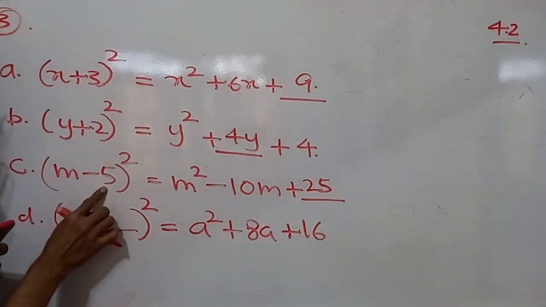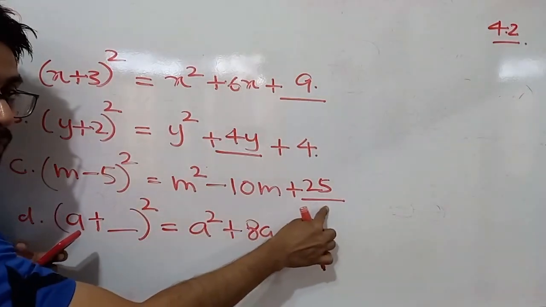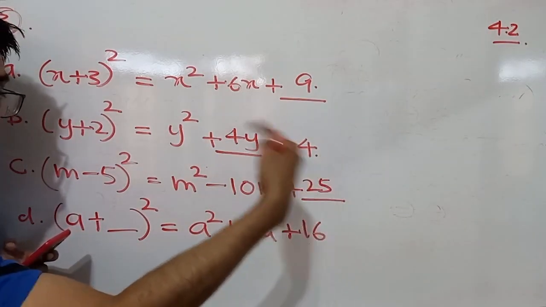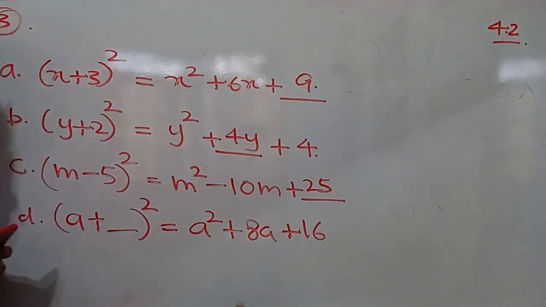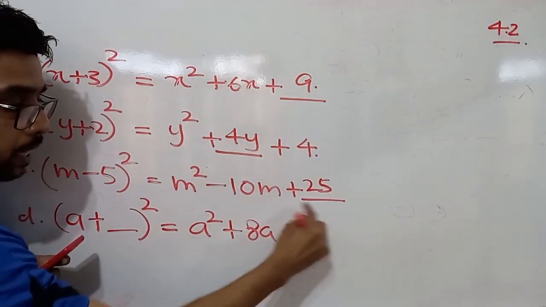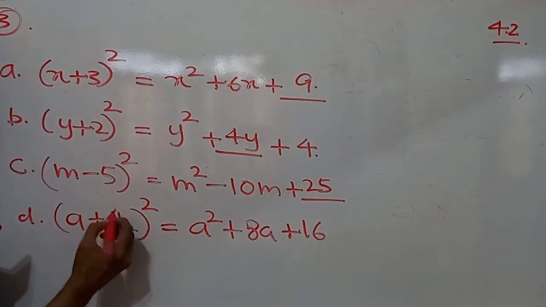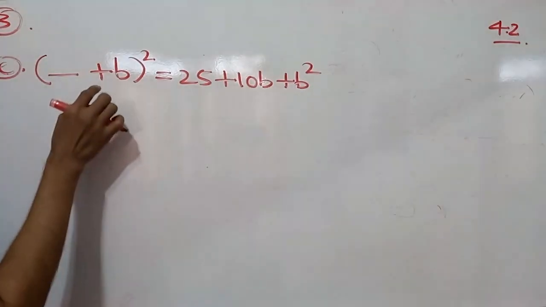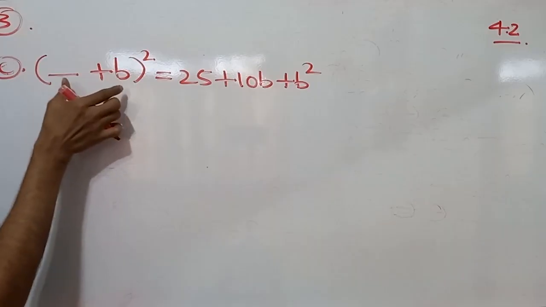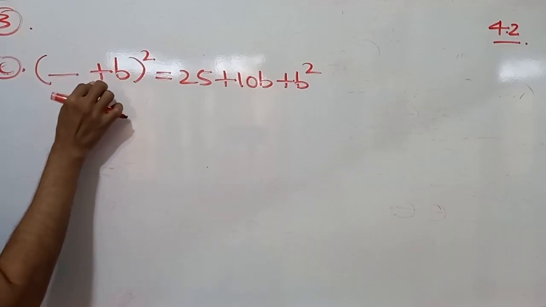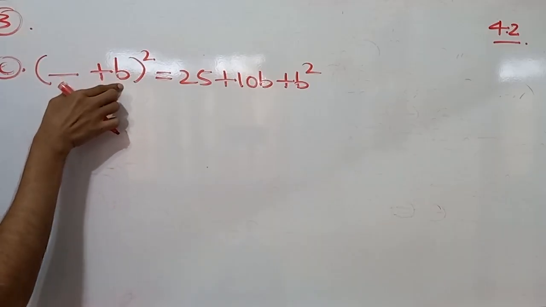See here, we have negative 5. So how do we get the last term? 5 times 5, 25. Negative into negative, positive 25. So here we can see the last term is 16. So this should be what? 4. Already? So we can see that there's a positive between these two terms, right?